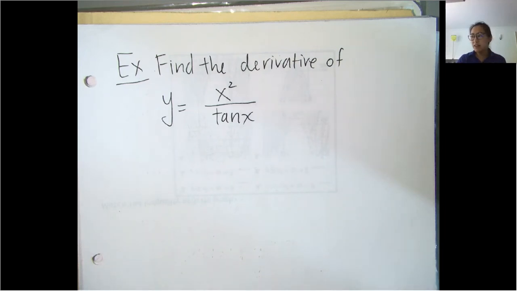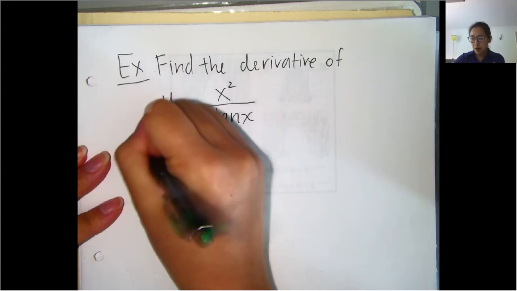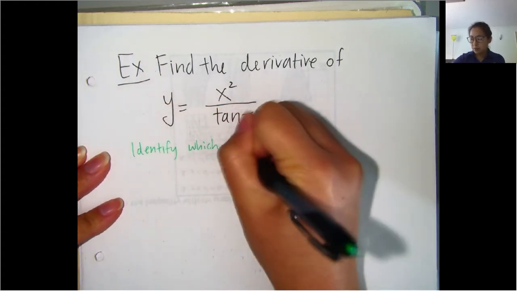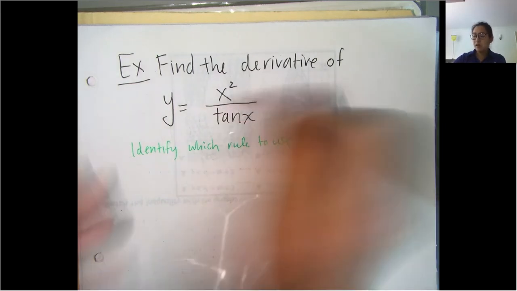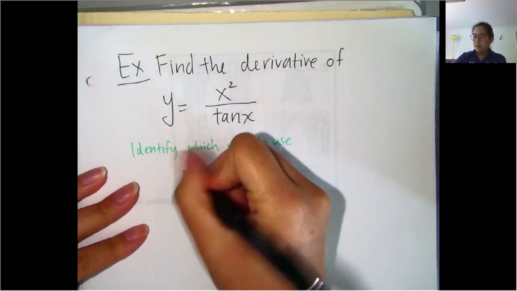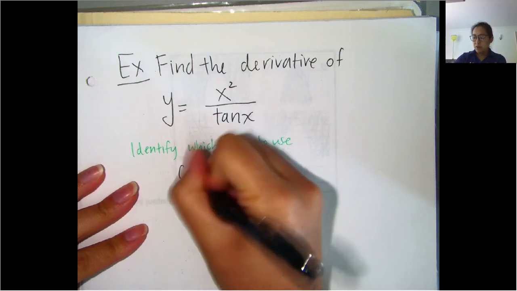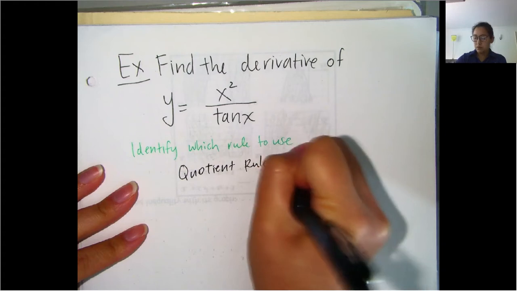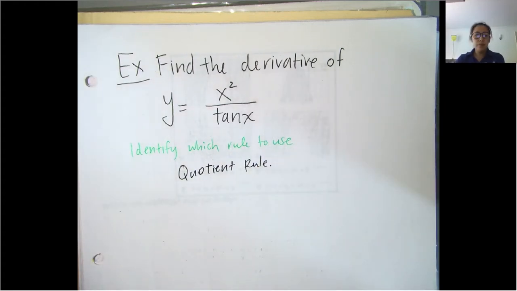You have to recognize, first of all, the first thing you should be doing is identifying what operation is going on in the problem. So we want to identify which rule to use. And of course, since this is a fraction, we're going to go ahead and use the quotient rule. Okay, do you remember the mnemonic for the quotient rule? Well, if you don't, it always starts with low.